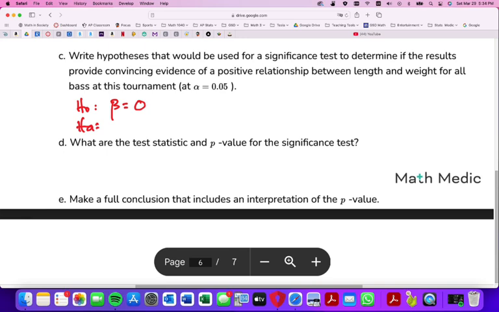HA, the alternate hypothesis. Now, we put beta is greater than 0. You know why? Because in the question, we are trying to find convincing evidence for a positive relationship. So if it's positive, the slope will be more than 0. So part D, what is the test statistic?